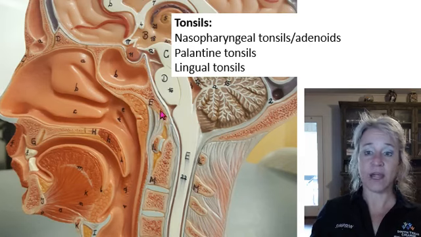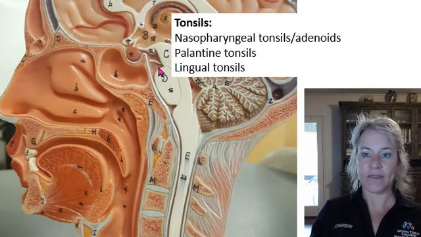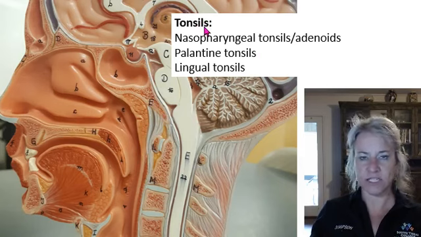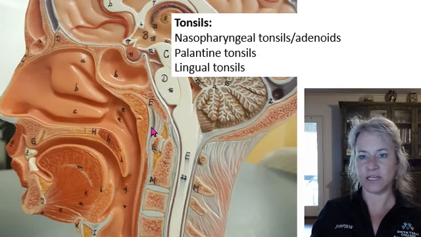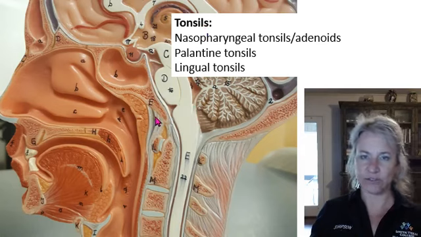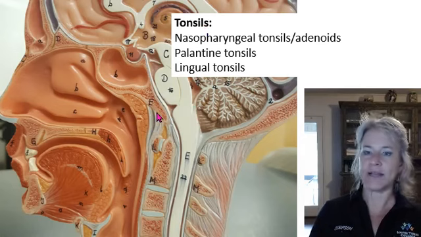We have 3 pairs of tonsils. These are part of the lymphatic system. And the job of the tonsil is just like a lymph node, really. It's to trap bacteria, viruses, poisons, hazardous agents that we do not want. We trap them. We don't want them to continue to go somewhere else in the body.